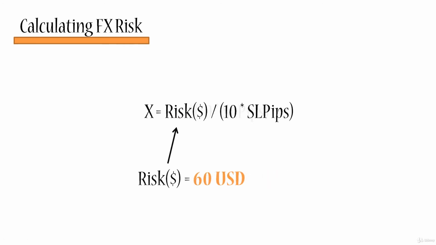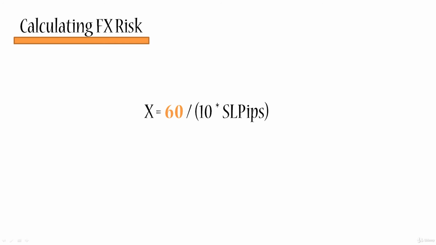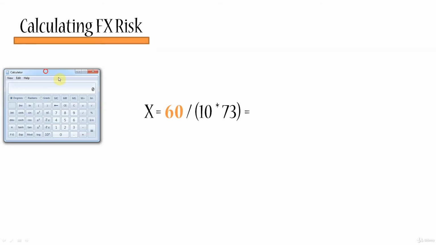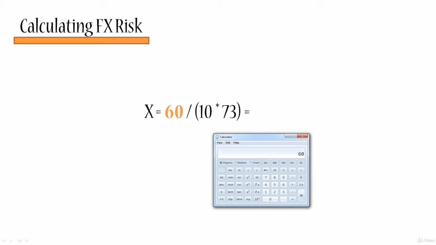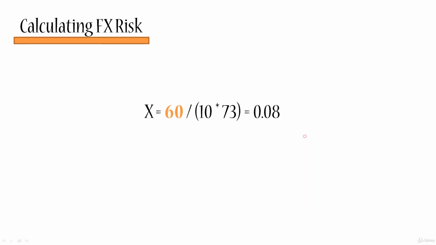So we put that into the formula. And now we can also plug in our stop loss in pips, which was approximately 73 pips. And now if we calculate that, I'll just bring up the calculator here. So 60 divided by 10 times 73 makes it 0.08 lots. So that's good.